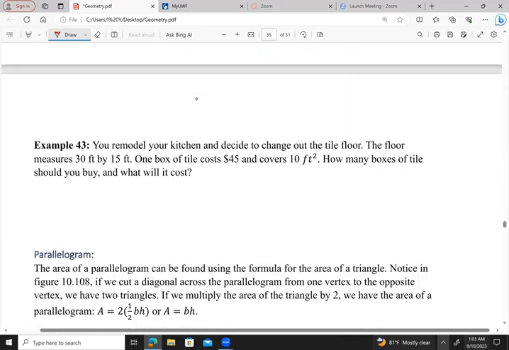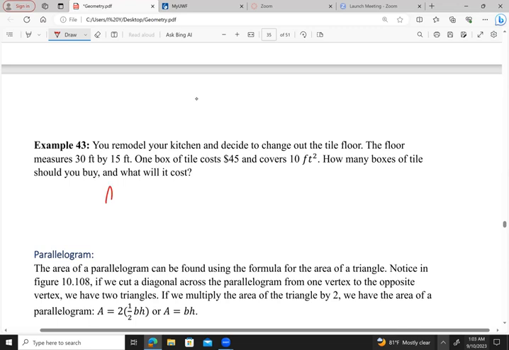You remodel your kitchen and decide to change out the tile floor. The floor measures 30 feet by 15 feet. One box of tile costs $45 and covers 10 square feet. How many boxes of tile should you buy, and what would it cost?